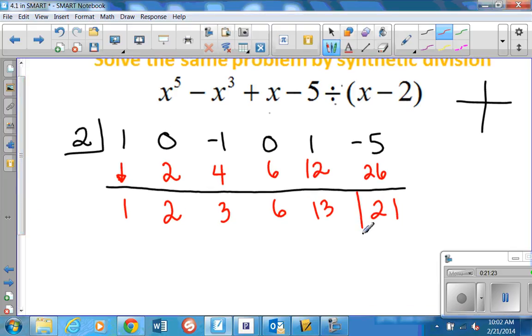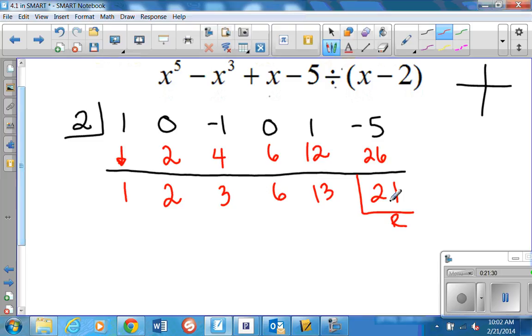Then, remember this last little bar right here, this is your remainder. And then you walk up the line. So this is your constant, this is your x, this is your x squared, this is your x cubed, this is your x to the 4th.